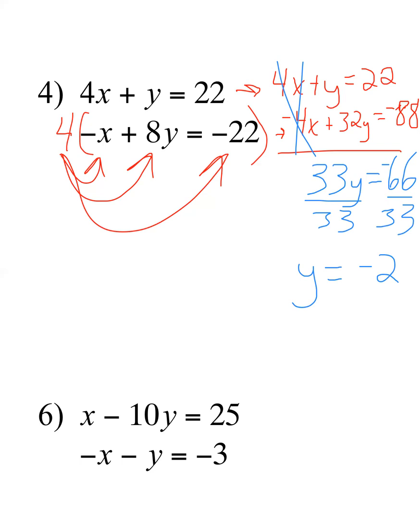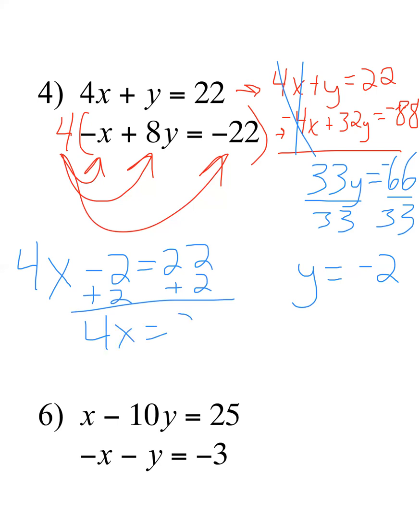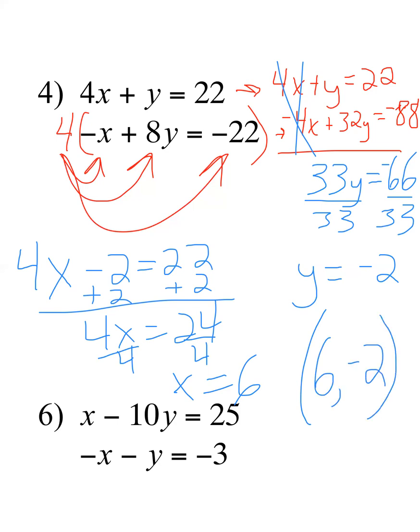Okay, so now I have one of my variables. Let's go back to an original: 4x, and now I know what y is. It's negative 2, equals 22. So now I should be able to solve for x. So we'll just add 2 to both sides. 4x equals 24. So divide by 4. And what do you know? We got a 6. So my final answer is going to be 6, comma, negative 2.